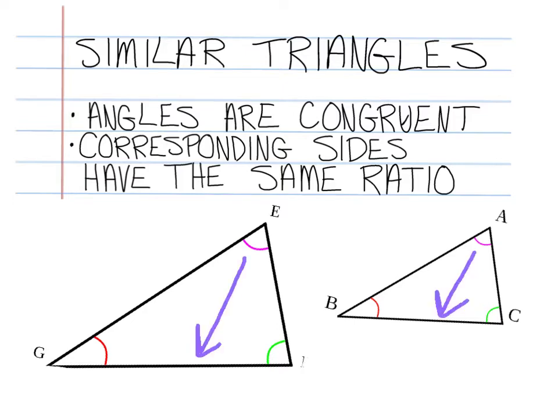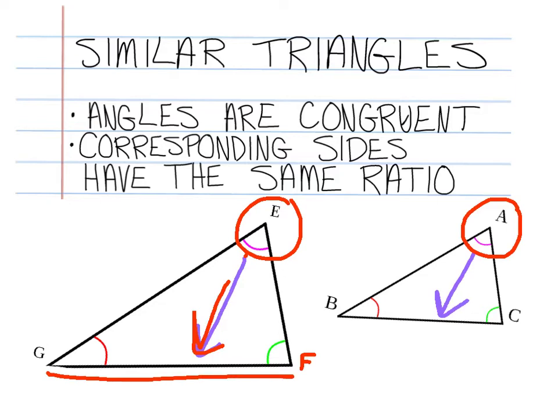The corresponding sides are the sides that correspond to our angles. So if angle E is equal to angle A, then the sides across from these angles are going to be corresponding sides. So GF, and that's F, kind of hard to see, GF corresponds to BC. It's the sides that are across from our corresponding angles.